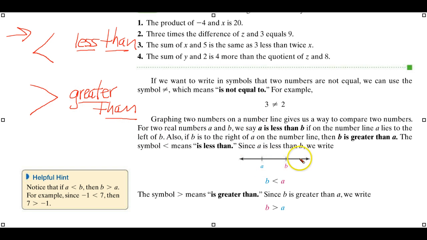And on a number line basically anything to the right of something is greater than what is to the left of it. So here we would say A is less than B, and B is greater than A.